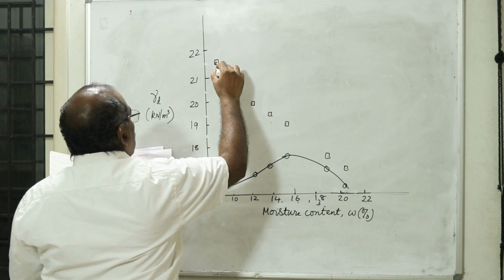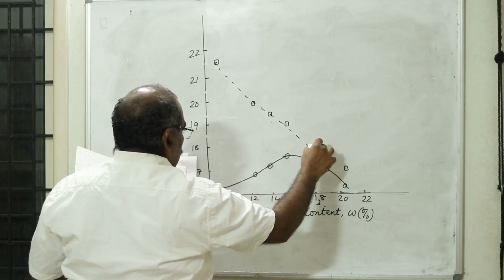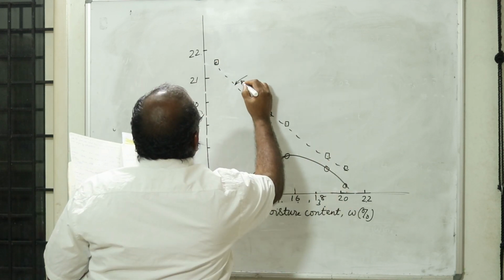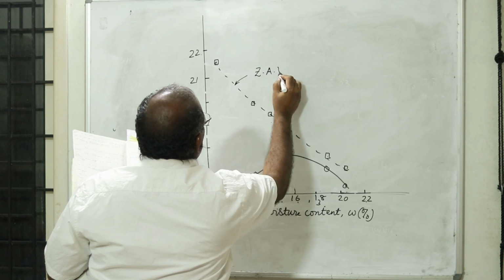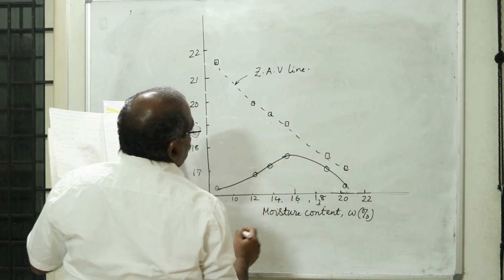Now I can plot either a dotted line. This gives the ZAV line. This is the compaction curve.